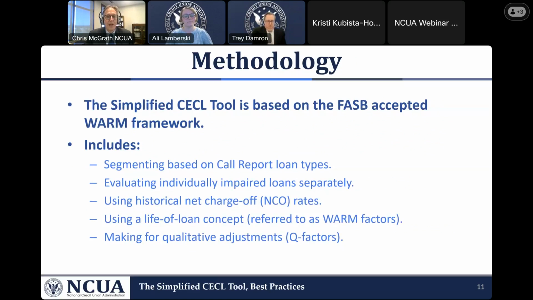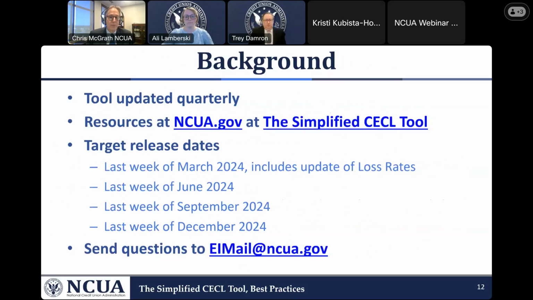To me, the WARM method is very similar to the old incurred loss method. With the incurred loss method, we took the outstanding loan balance, we multiplied it by its historic loss rate, and made qualitative and environmental adjustments to get to our best estimate. WARM is just like the old method, but we add the life of loan concept.